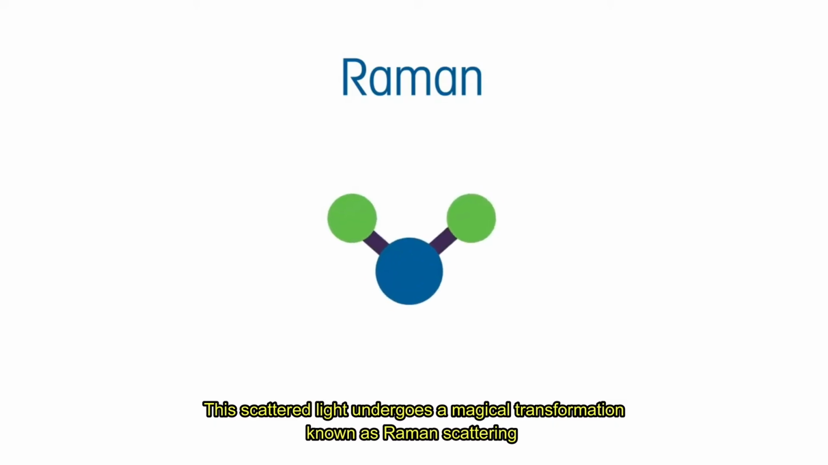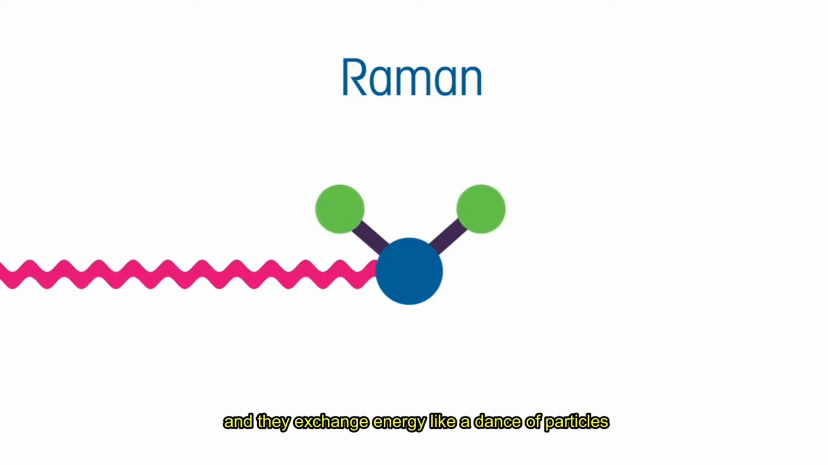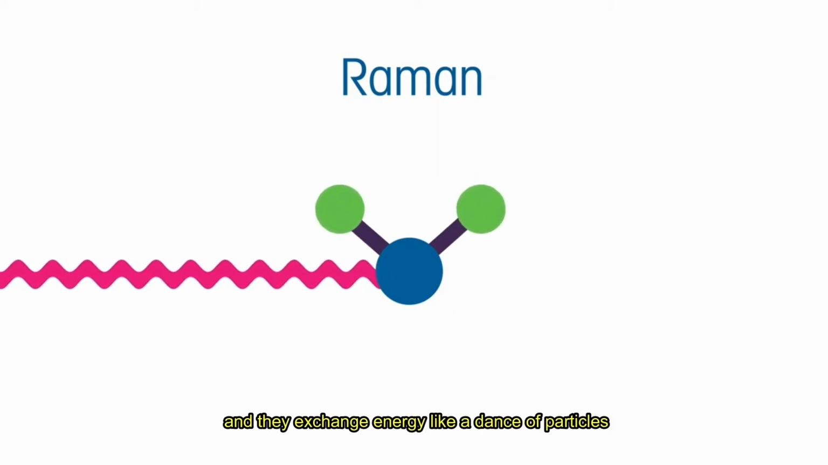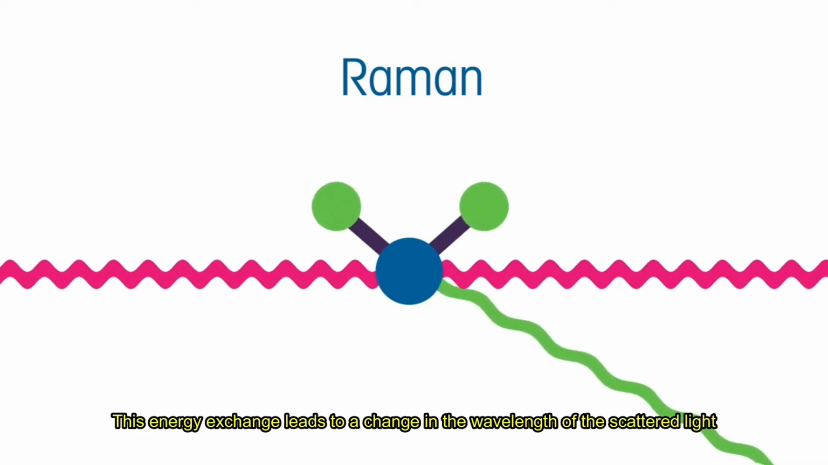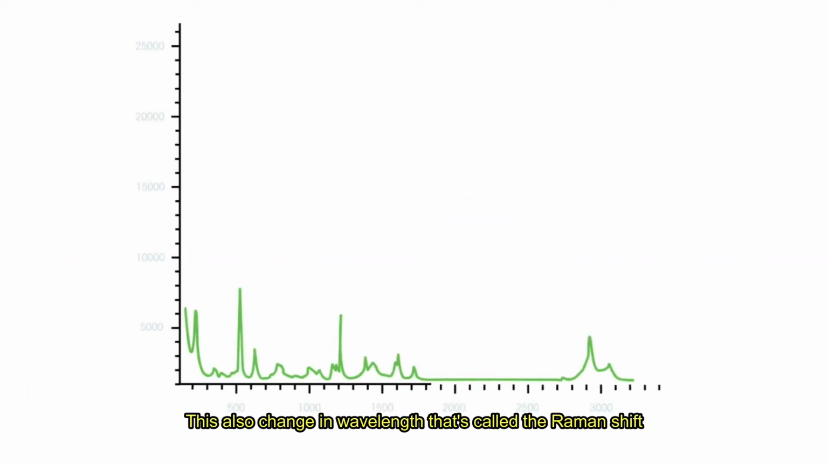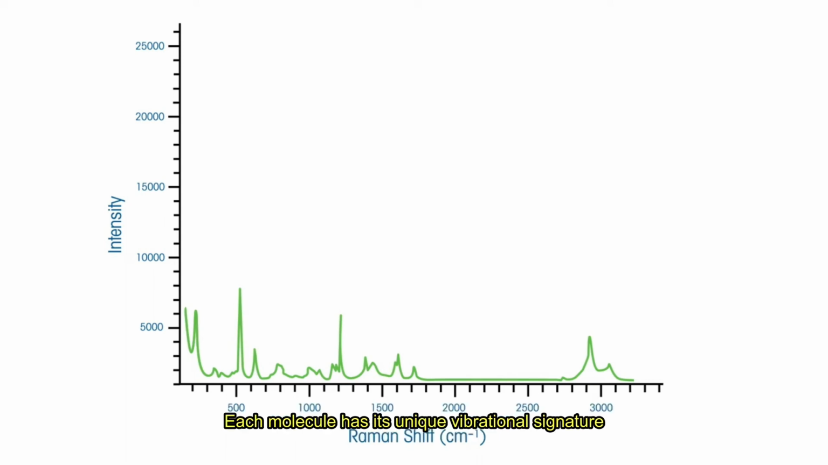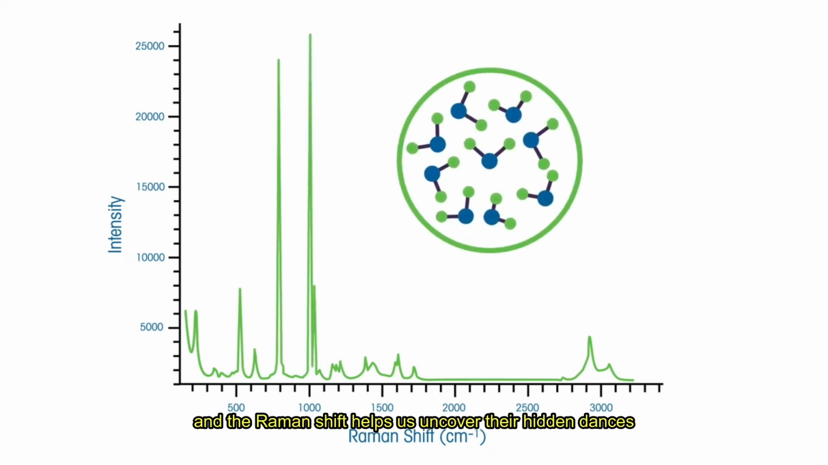This scattered light undergoes a magical transformation known as Raman scattering. During this process, the scattered light interacts with the molecules and they exchange energy, like a dance of particles. This energy exchange leads to a change in the wavelength of the scattered light. This change in wavelength is called the Raman shift. It is like a fingerprint that tells us about the vibrational energy levels of the molecules in the sample. Each molecule has its unique vibrational signature, and the Raman shift helps us to uncover their hidden dance.